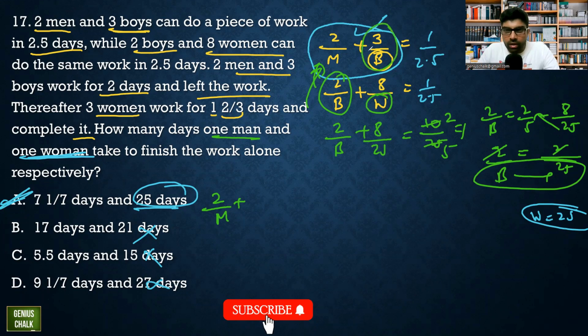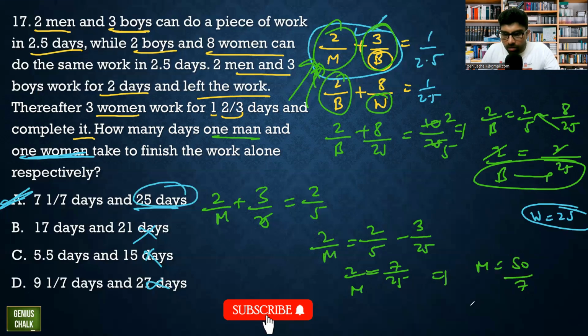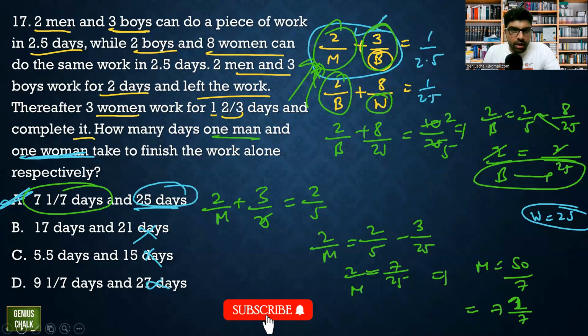Now put this value here to get the value of man. So 2 by M plus 3 by 25 is also 2 by 5. So 2 by M is equal to 2 by 5 minus 3 by 25, which is 7 by 25. So it's 2 by man, so man will be 50 by 7. That is 7 sevens and 1 left, so it is 7 1 by 7 days. A beautiful question, a basic concept of time and work.